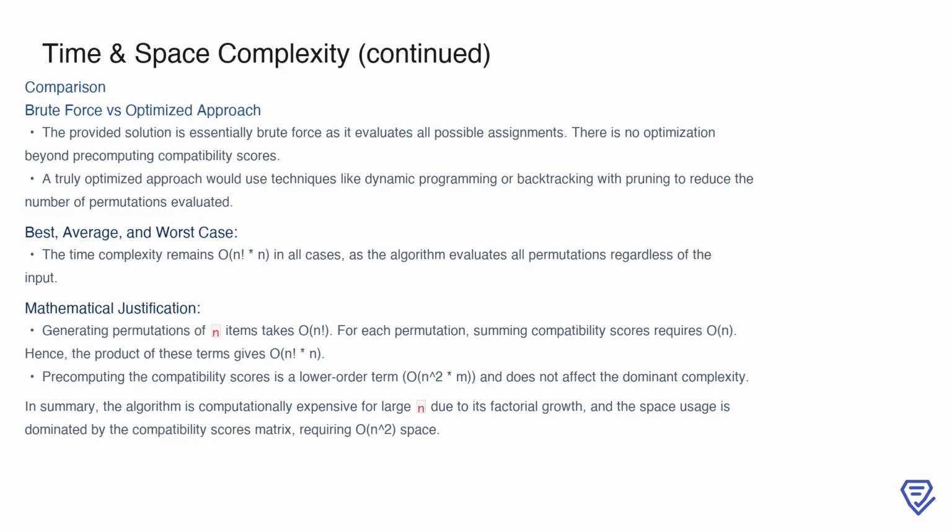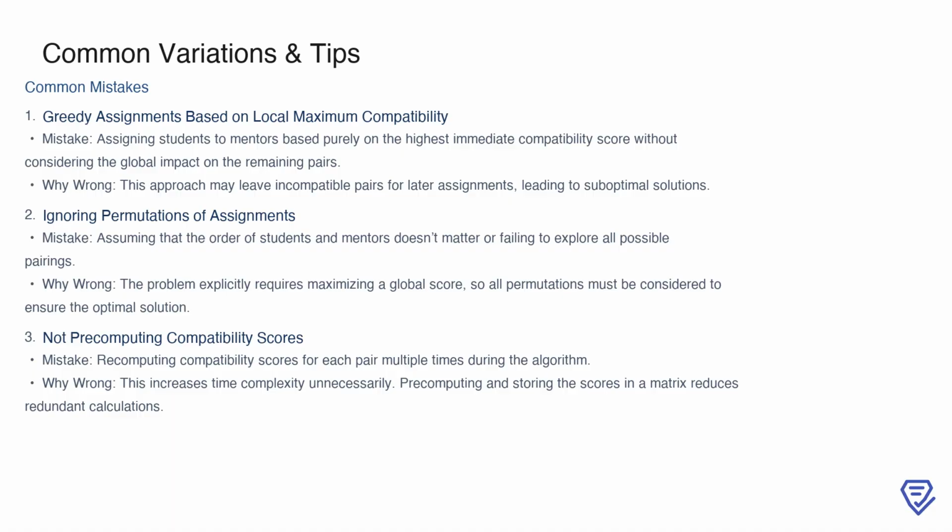Pre-computing the compatibility scores, which is O(n²m), is a lower order term and does not affect the dominant complexity. In summary, while the algorithm is space efficient with O(n²) usage, it is computationally expensive for large N due to its factorial growth in time complexity. There are a few common mistakes you should watch out for when solving this problem.